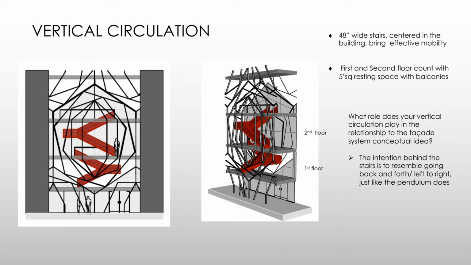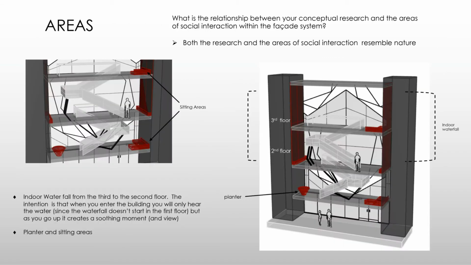The 1st and 2nd floor come with resting floor space with balconies. From both balconies you can see the interior waterfall. My leisure areas consist of sitting spaces in the 3rd and 1st floor, and indoor waterfalls that go from the third to second floor. The intention behind that is that you get to see it while you're walking up the stairs.